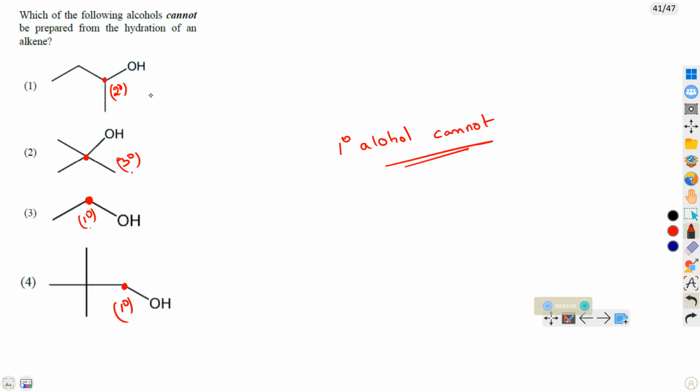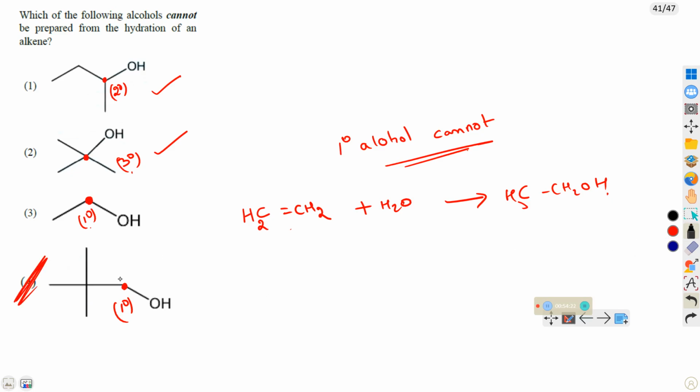So first one possible, no doubt. Second one possible. Actually, third one is also possible. How is third one possible? CH2=CH2, symmetrical alkene. Add water molecule, then it gives ethyl alcohol, CH3CH2OH. But fourth one is not possible. Why? Immediately after that a quaternary carbon atom is present, due to steric strain, steric hindrance.